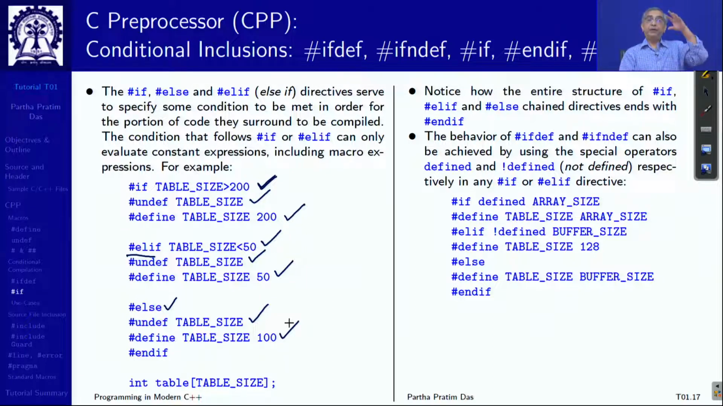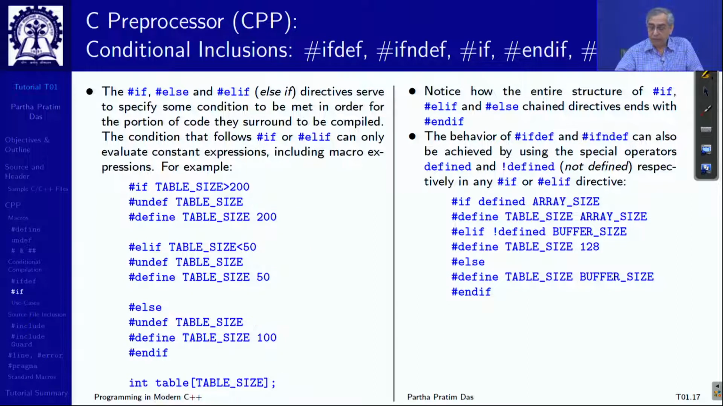So, if table size is not defined at all, it will fall to the else. If it is defined as anything between 50 and 200, it will fall into 100. And then you use the table size. So, you can make any kind of logic like this and make use of that.